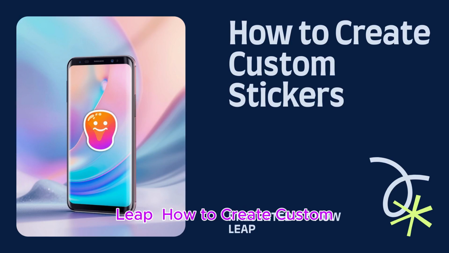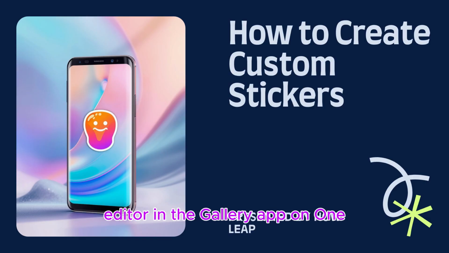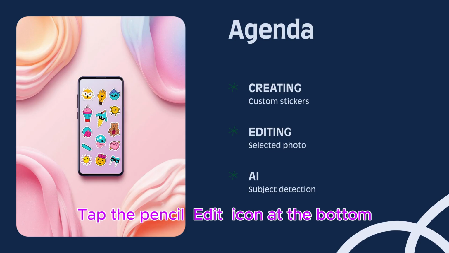You're watching how to create custom stickers from any image on Samsung. This uses the built-in editor in the Gallery app on One UI. Open the Gallery app and select the photo you want to turn into a sticker. Tap the pencil edit icon at the bottom.